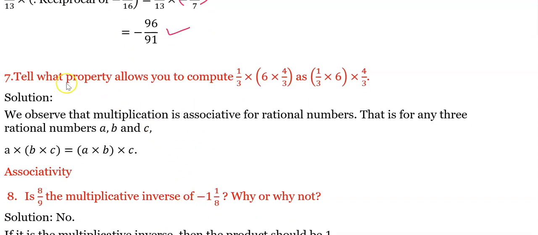Now the next, tell what property allows you to compute 1 by 3 into 6 into 4 by 3 as 1 by 3 into 6 into 4 by 3. We observe that the multiplication is associative for rational numbers. That is, for any three rational numbers a, b and c, a into (b into c) equals (a into b) into c. This property is nothing but the associativity.